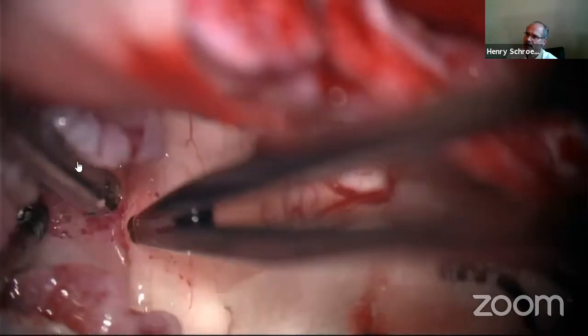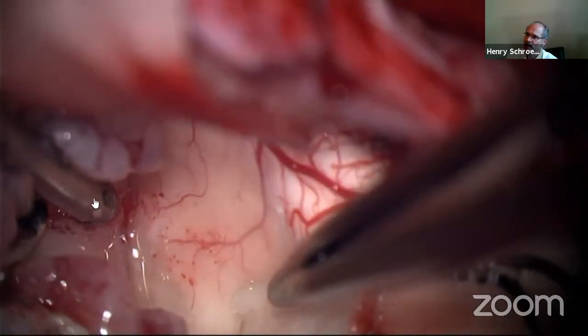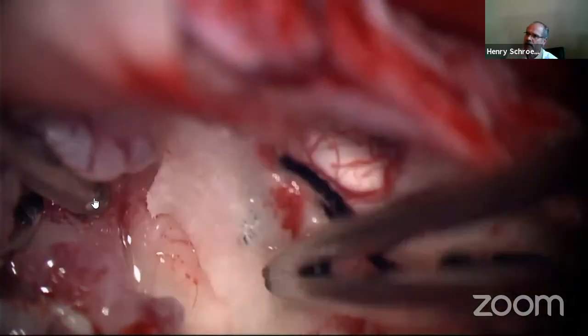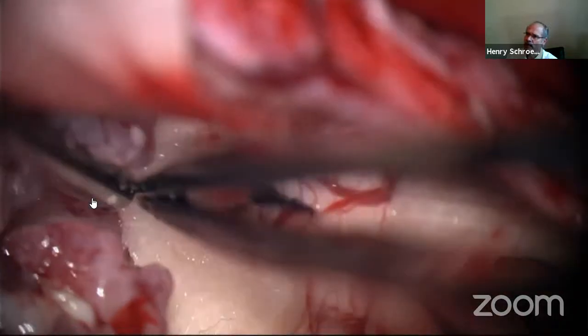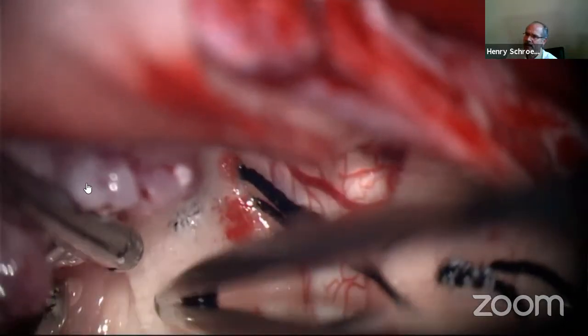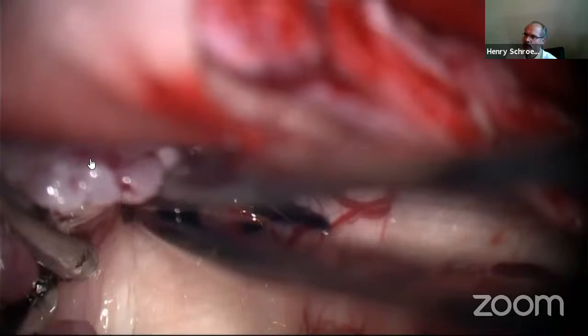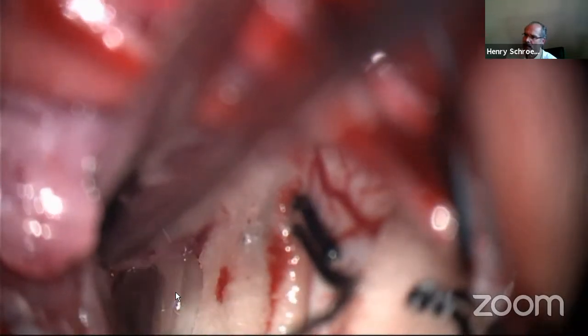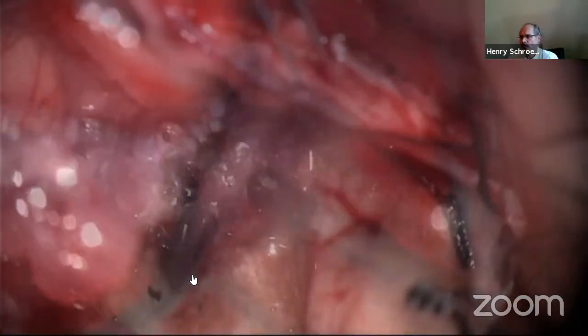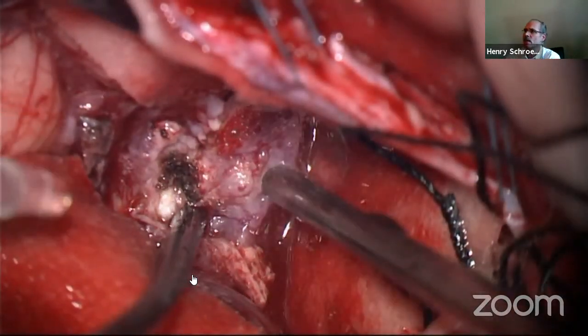And you see exactly, I tried to find exactly the plane between the rhomboid fossa and the tumor. I think this is the most important step, that you really dissect exactly at the border. And here, after reaching this area, now the tumor is already free. It is no longer attached. So this was the good thing in this tumor, that the rhomboid fossa had only a small area of attachment.